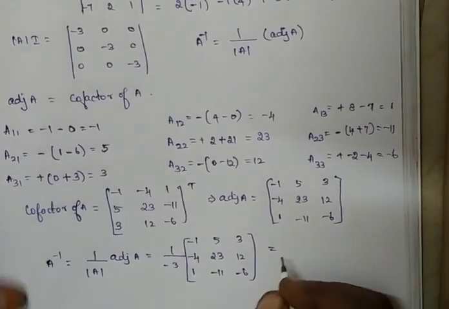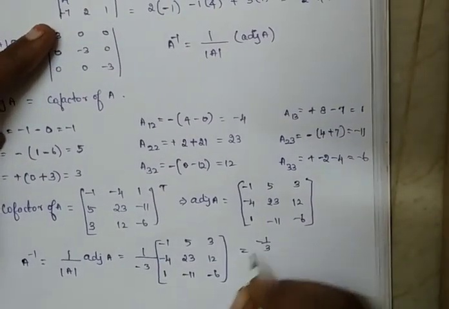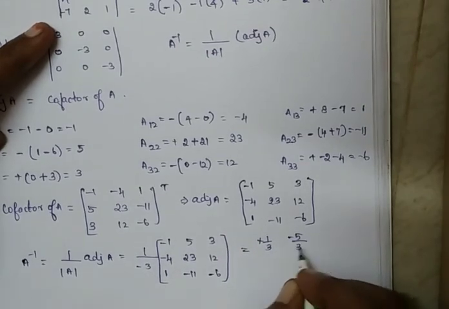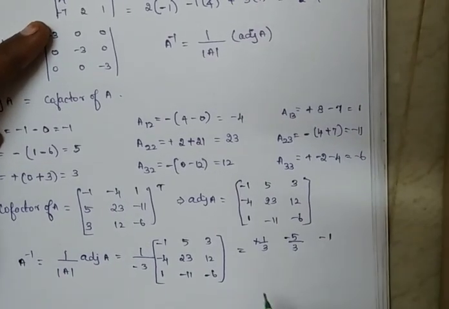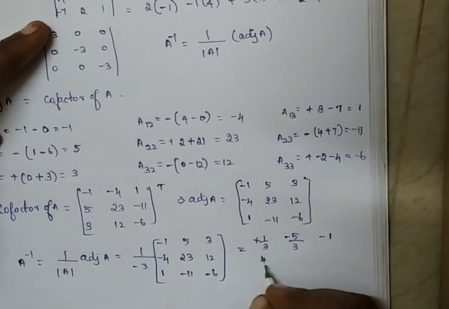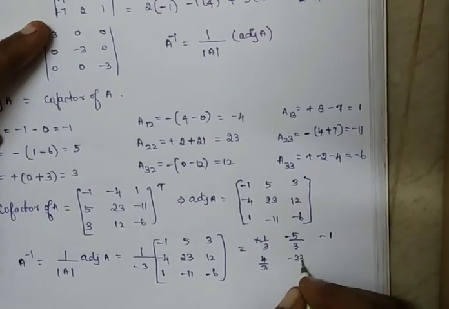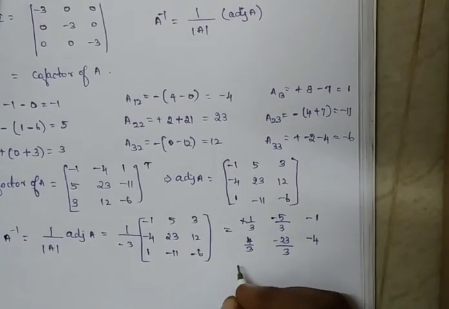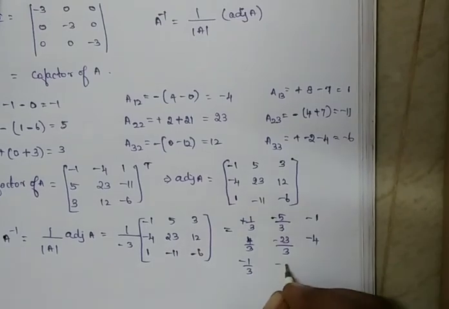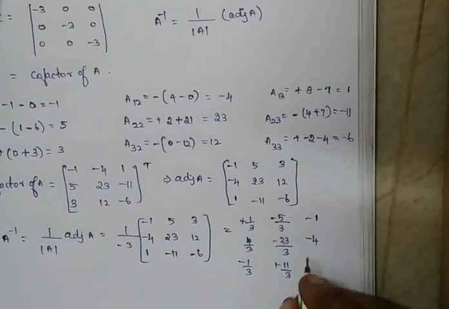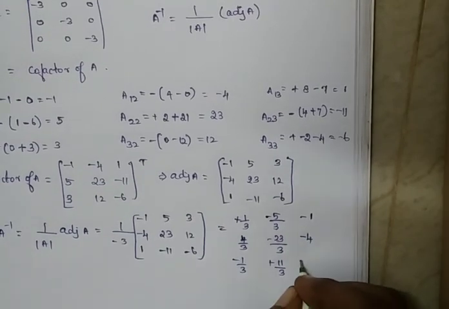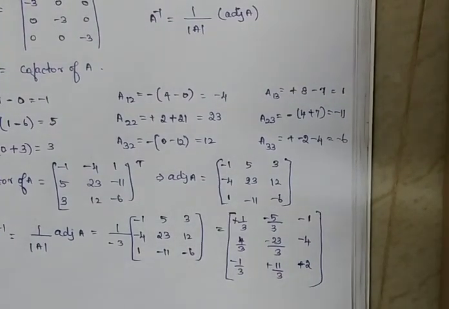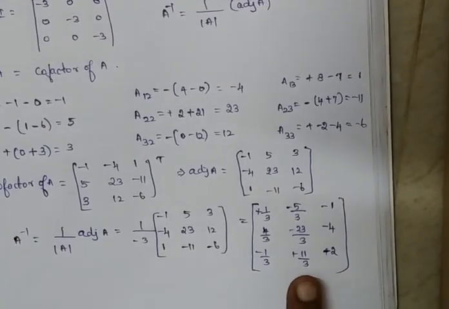Now this is equal to, take this inside, so minus 1 by 3, minus into minus becomes plus here, so it is minus 5 by 3, minus 3 by 3 is 1 here, minus 4, minus of minus becomes plus 4 by 3, minus 23 by 3, minus 12 by 3 is minus 4 here. Next minus 1 by 3, minus of minus becomes plus 11 by 3, and minus 6 by minus 3 is plus 2. Now this is the inverse of the given matrix. So A inverse is equal to this matrix.